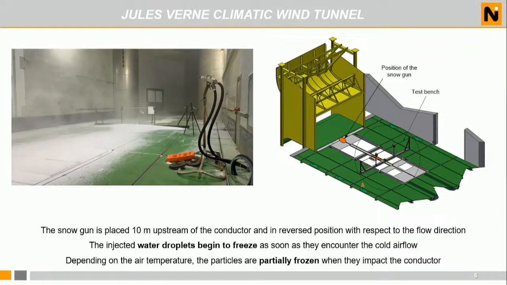And the important thing is that the temperature of the wind tunnel is cooled. So we are between -2 and -10 degrees. And the snow gun injects water particles in the air. These water particles find this cool ambient temperature in the wind tunnel, and they progressively freeze. So they are partially frozen when they impact the conductor. And this partial freezing is the important parameter which decides the amount of accreted ice on the conductor.